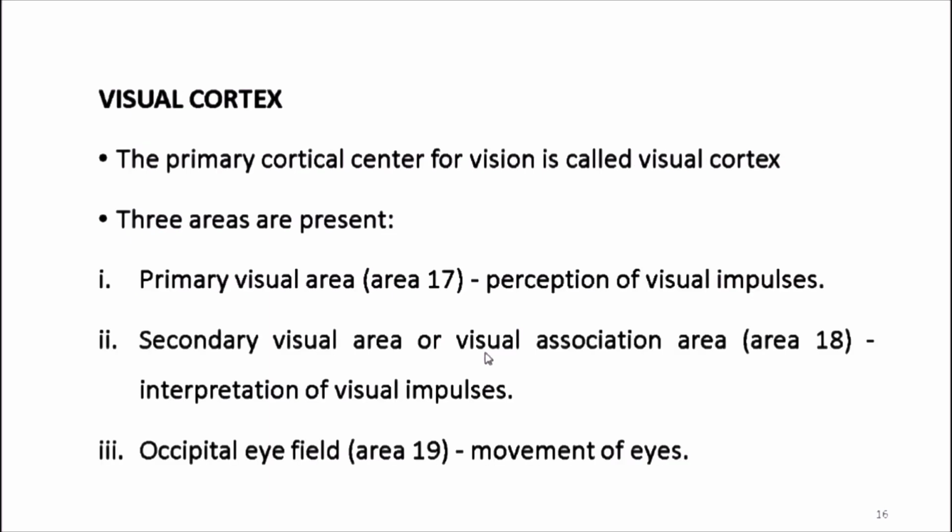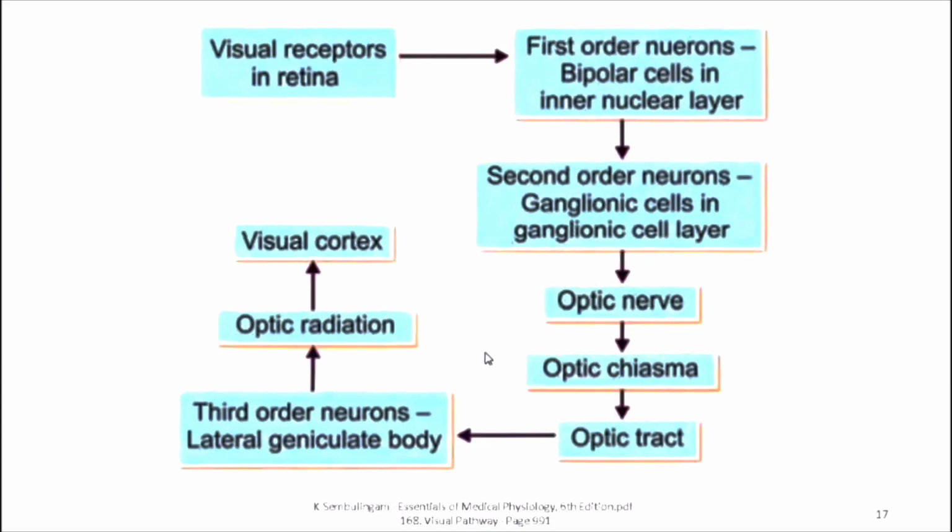The primary cortical center for vision is called the visual cortex. There are three areas present in the visual cortex: the primary visual area, the secondary visual area, and the occipital eye field. Area 17 is the primary visual area, area 18 is the secondary visual area, and area 19 is the occipital eye field. The primary visual area is for the perception of visual impulses, the interpretation of visual impulses is by the secondary visual area, and the movement of the eyes is by the occipital eye field. So one function is there for one area.